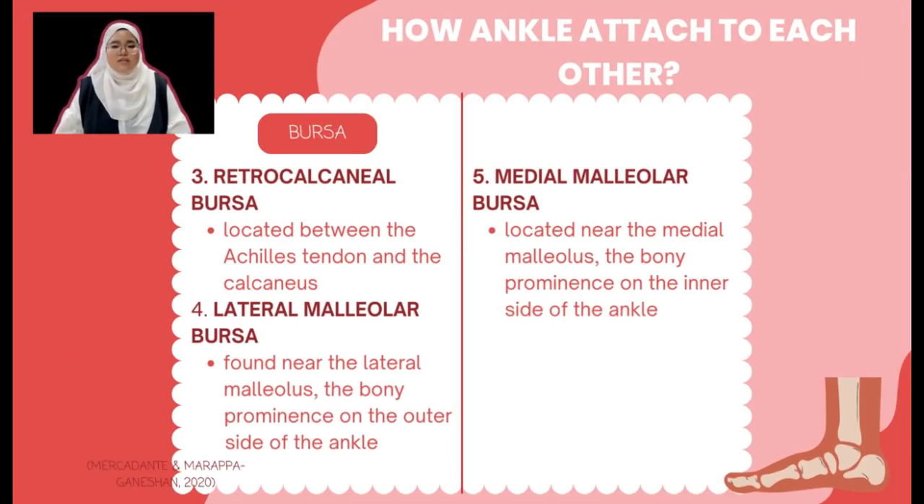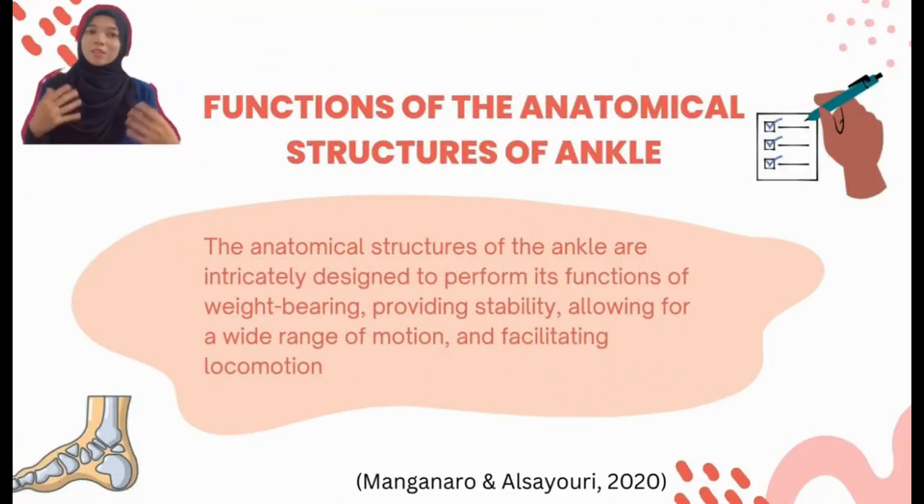Next is the retrocalcaneal bursa. It's located between the Achilles tendon and the calcaneus. And the next one will be the lateral malleolar bursa, found near the lateral malleolus, the bony prominence on the outer side of the ankle. And the last one will be the medial malleolar bursa. It's located near the medial malleolus, the bony prominence on the inner side of the ankle. So next, moving on, I will be presenting the functions of the anatomical structure of the ankle.